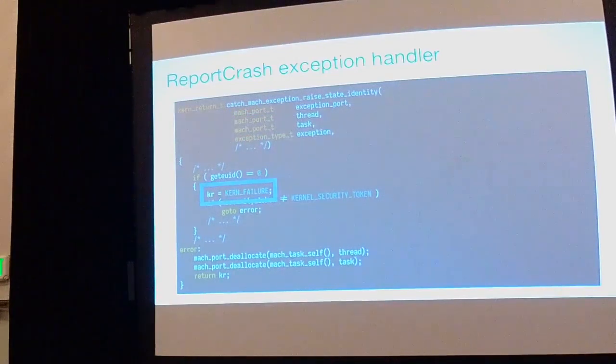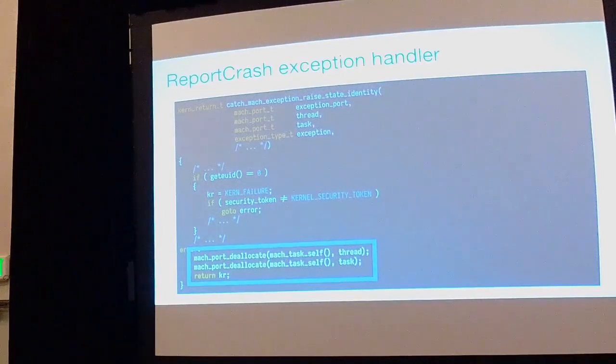ReportCrash first is going to set the return value to KERN_FAILURE, and then if the message was not sent by the kernel, the ports sent in the message are going to be deallocated, and then failure is returned. Now this is a problem because this function is called by MIG code with very important semantics on the return value.